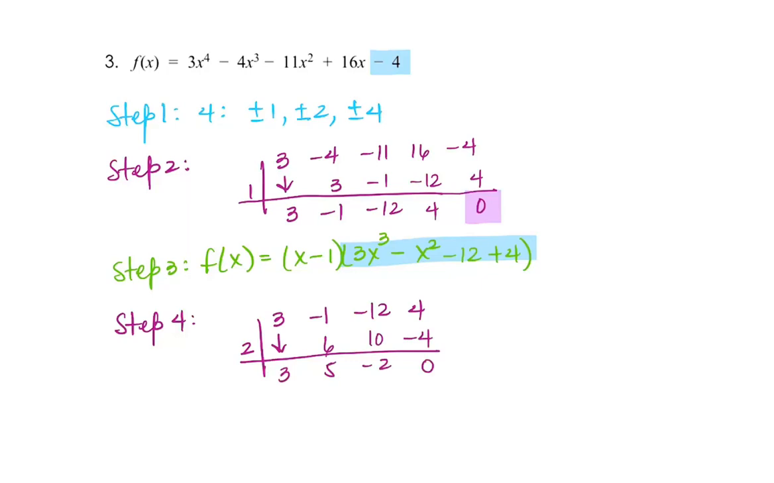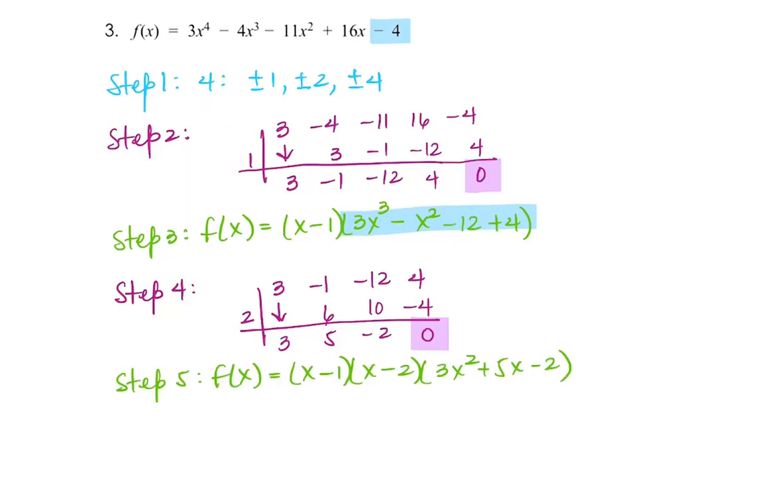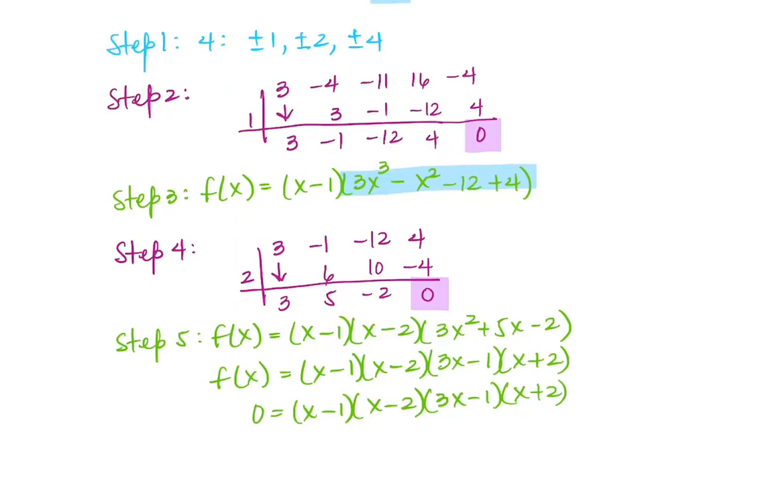Once we finish our synthetic division, we get a final answer of 0, which tells us that 2 is also a root of this function. Now we can move up to step 5. Once we have rewritten the function showing the first 2 roots, we just have to factor the last piece of it. Now that we have factored the last piece, we can just set the equation equal to 0. And now we can find the roots of the function. And this will be the final answer to part 3.